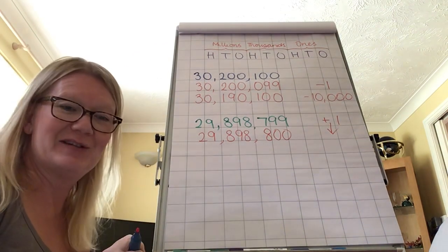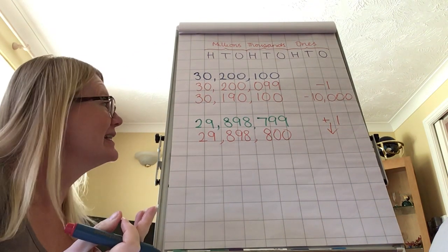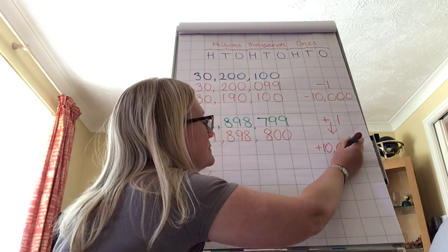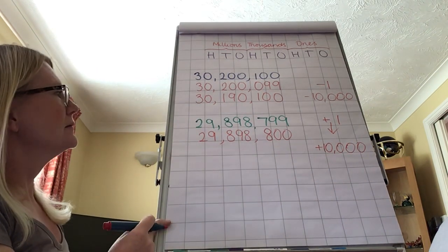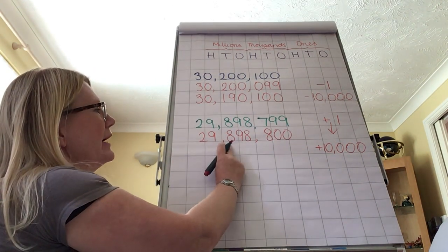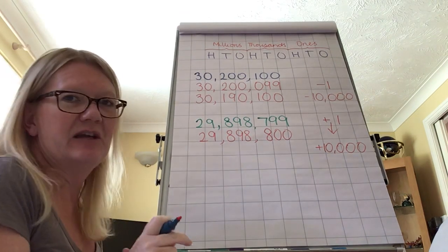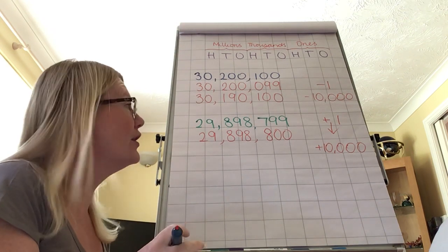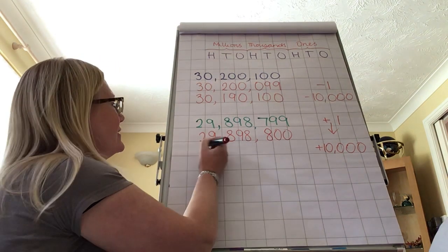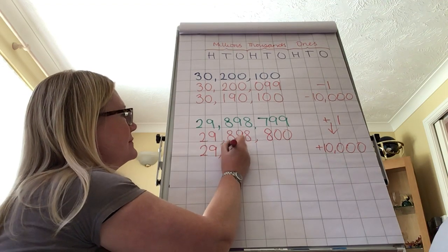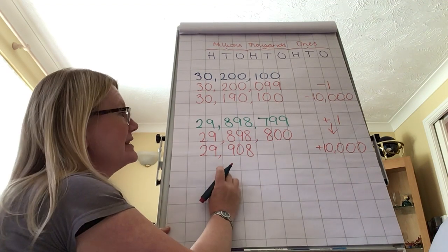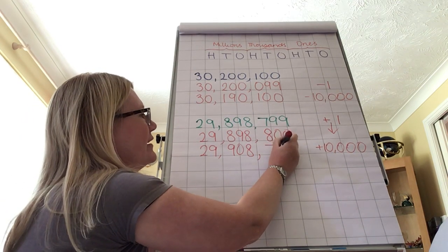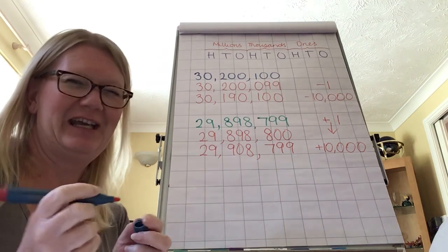Right, I'm going to do the same. What if I want to add 10,000? Well, I've got 898,000 at the moment. If I add 10 to 898, I've got 908. So I've still got 29 million, but I've now got 908,000 because I've got 10 more. My 799 is not changing.